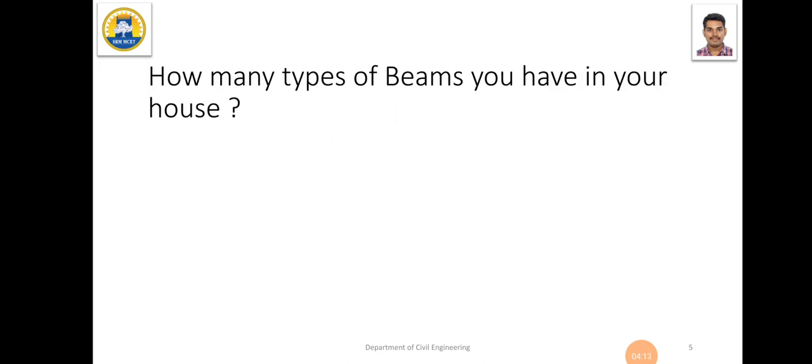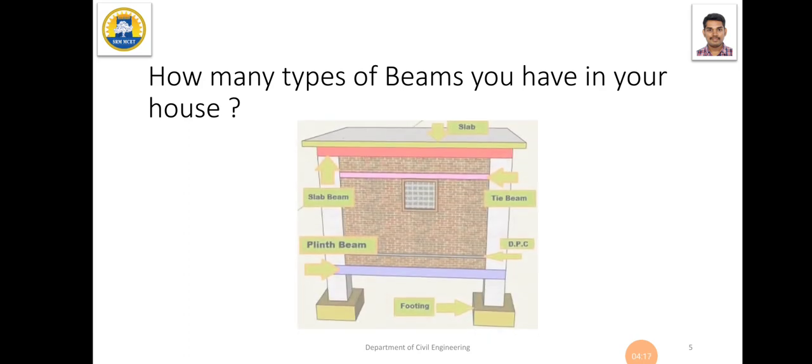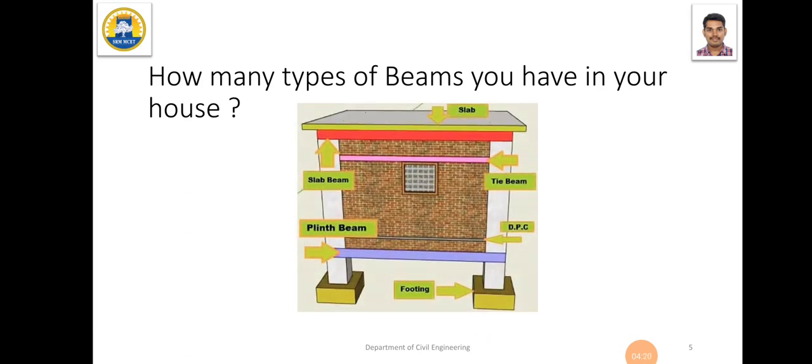Here comes the question: how many types of beams do we have in our house? If you take a cross section of a house, this is the answer. I can say that there is a plinth beam, a tie beam, as well as a slab beam. A slab beam is nothing but a beam beneath the surface of the slab. This carries the load from the slab to the column. The tie beam is called a lintel beam. This will be above the windows, openings or any door openings. This is a tie beam.